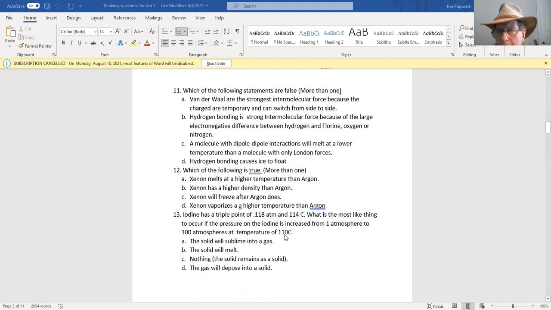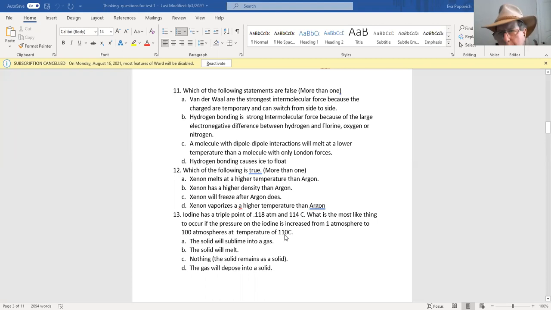I'm already to the left of the triple point temperature. I'm not decreasing the pressure, so I can't be going from a solid to a gas. I'm increasing the pressure, so the solid is remaining a solid. Practice these problems, ladies and gentlemen. I've got some thinking problems listed out there.